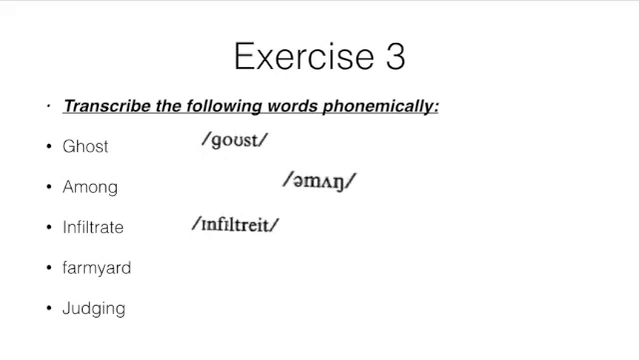Infiltrate. Farmyard. You see farmyard, for example, now with the R. Here it uses the British accent, because in British accent you don't pronounce the R. Usually it is dropped. In farmyard there is the R there, but they don't pronounce it. But Americans pronounce farmyard with a retroflex R. Judging.